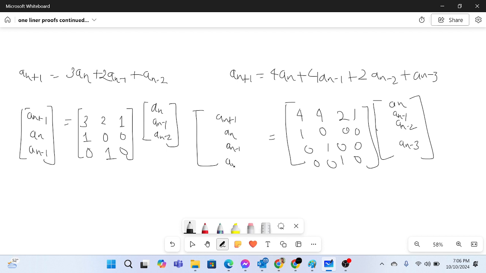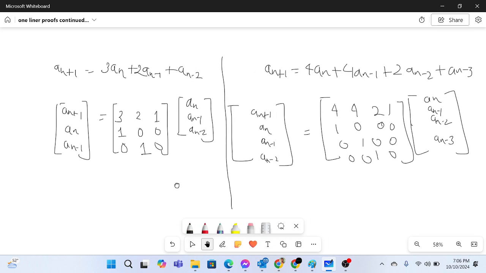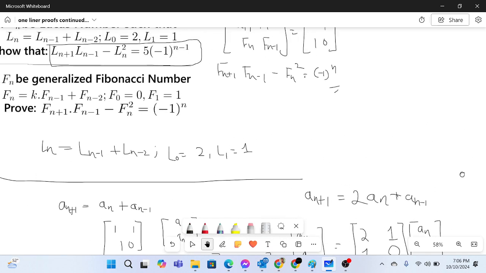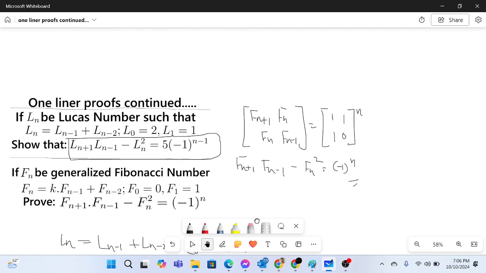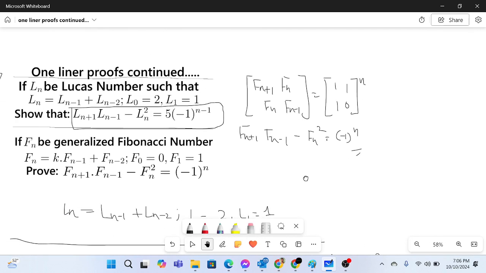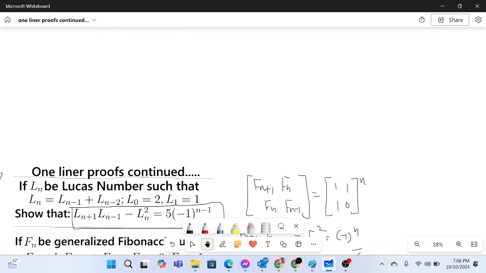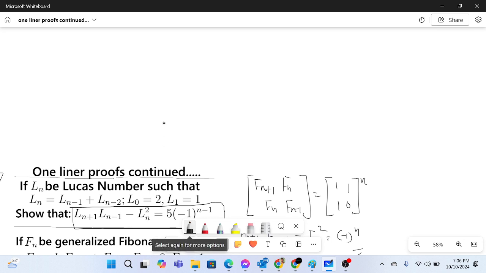So this is how we can encode a recurrence relation using matrix multiplication, and this is a really powerful tool. Okay, now if you know this, we are good to go to proving these formulas, right? Now let us see how we can encode these Lucas numbers using matrix multiplication.